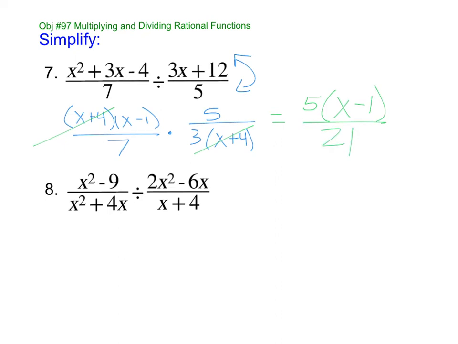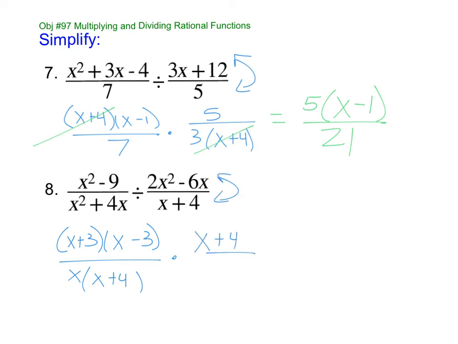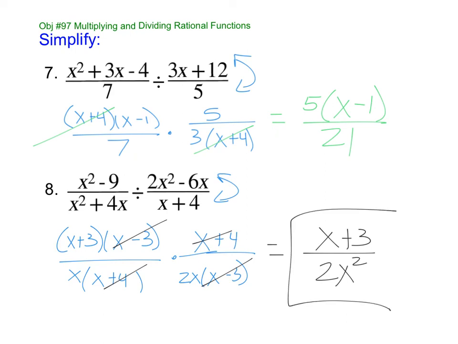All right, number 8, pause the video, try it on your own. Again, I'm going to start by factoring. These are not hard as long as you remember how to factor. Bottom one, that's a GCF of x, so x plus 4, times, we're going to flip those two, x plus 4 over, my GCF is 2x, x minus 3. All right, so my x minus 3s cancel out, my x plus 4s cancel out. So we are left with x plus 3 on top and 2x squared on the bottom. And again, you could say x cannot equal 0.